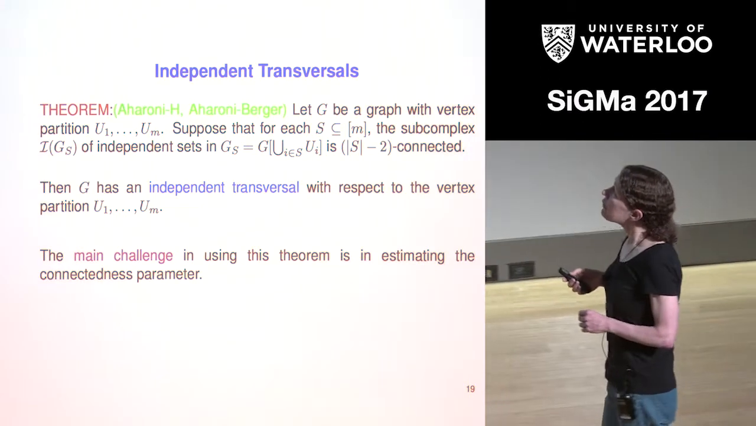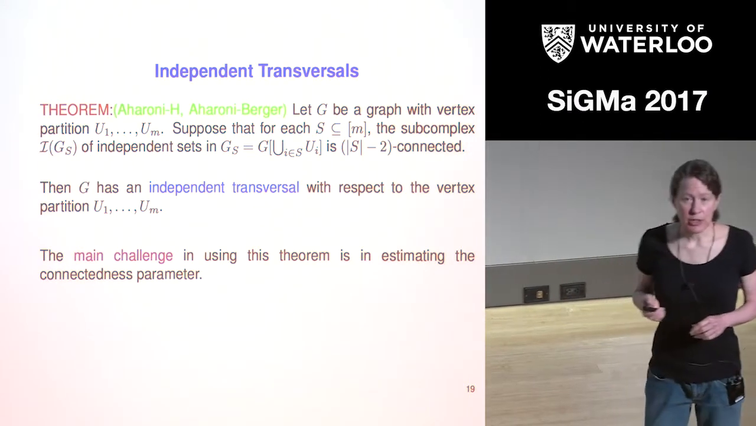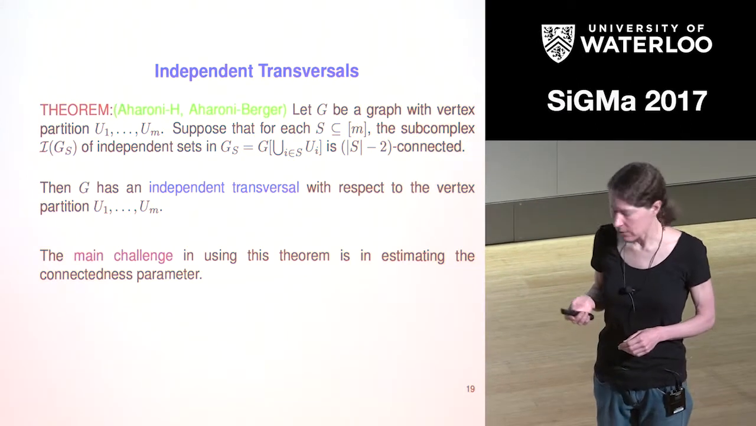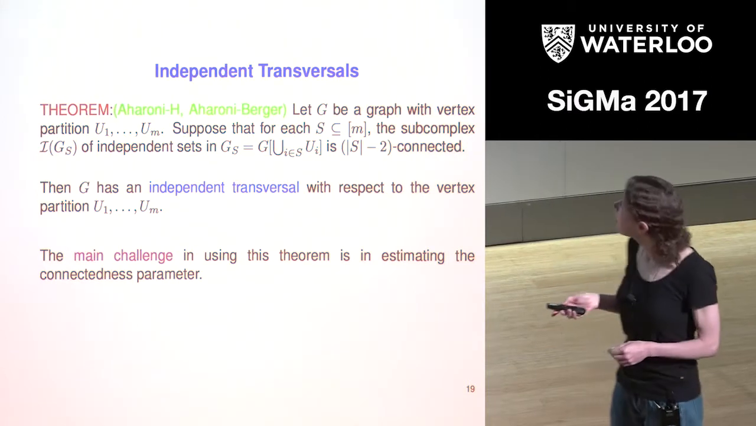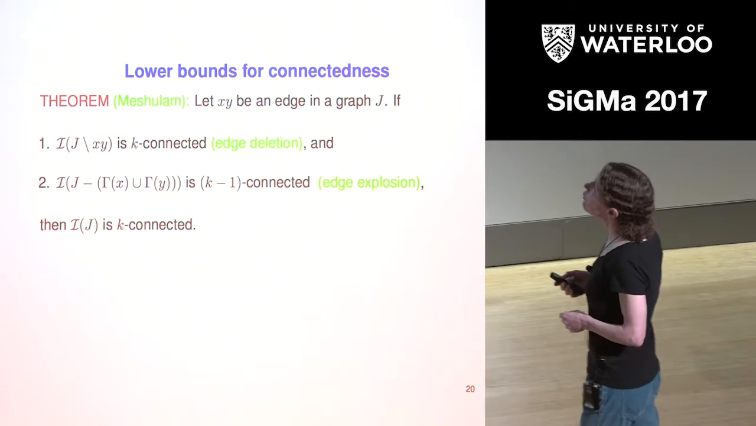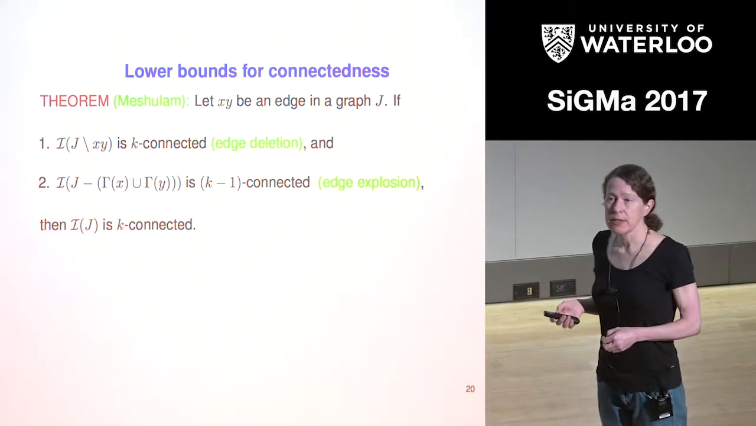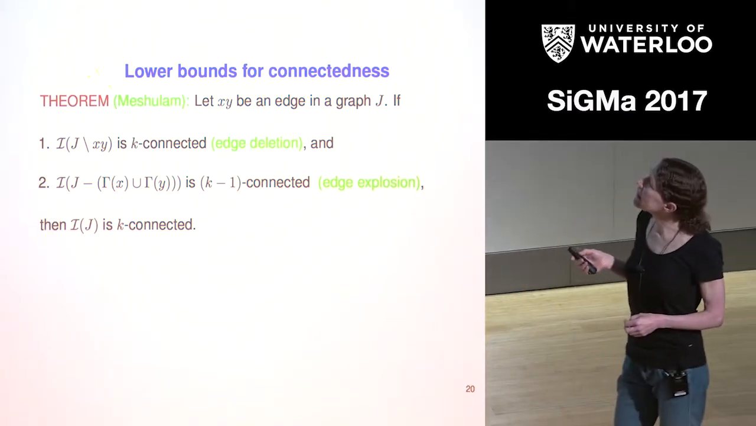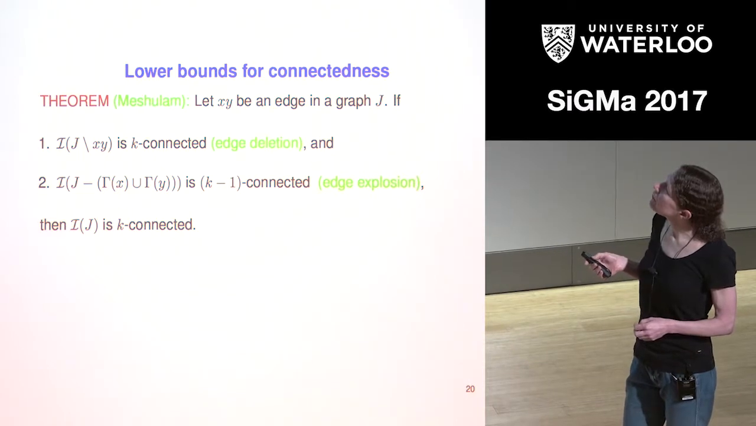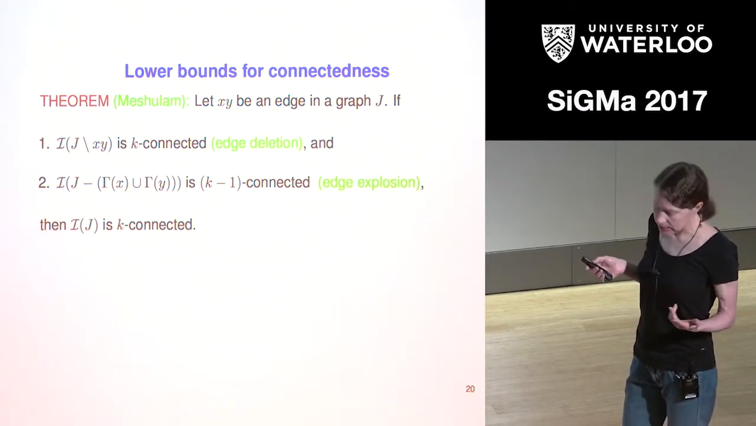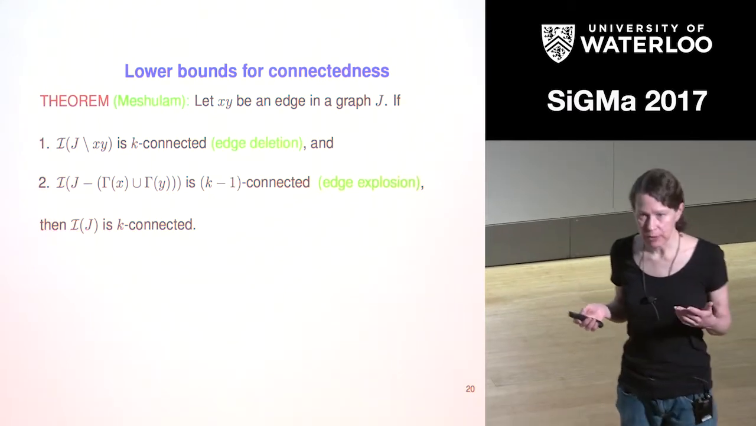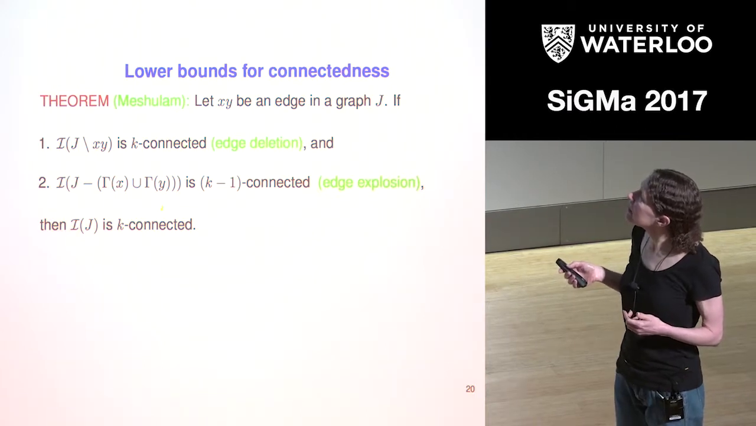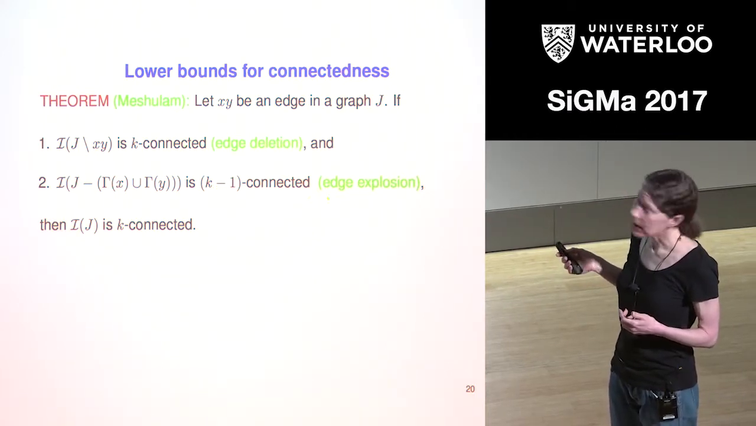So this is a kind of general theorem, and as you can imagine by reading it, the main challenge in applying it is to be able to estimate this connectedness parameter for a given graph. So I will tell you one tool that we know for estimating the topological connectedness. It's this theorem of Meshulam, which relates the connectedness of the independence complex of a graph to the connectedness of the independence complex of two subgraphs of it. One of them is obtained by deleting an edge, and one is obtained by so-called exploding the same edge.